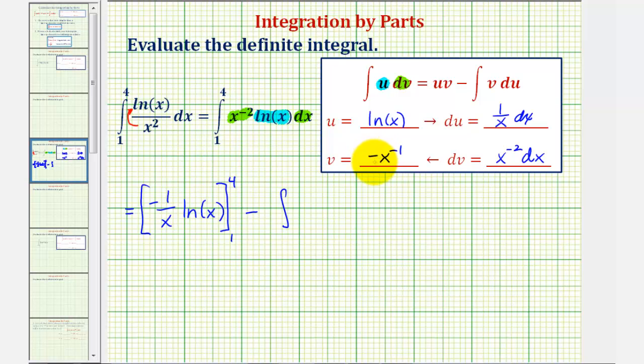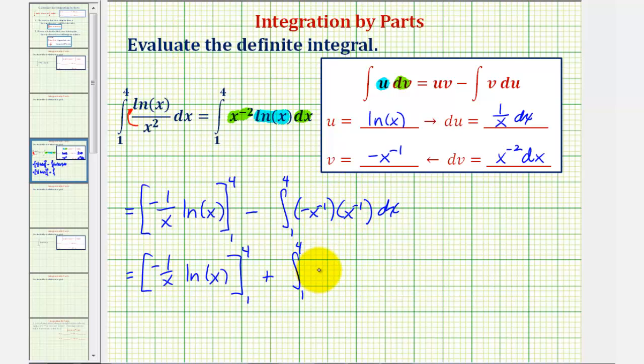So here's v and here's du. So we'd have negative x to the negative 1 times 1 over x dx. And let's write this as x to the negative 1 dx. Of course, the limits of integration are still from 1 to 4 here. And then we have minus and negative. That'll be plus the integral of, and here we're multiplying, so we add the exponent, so we'll have x to the power of negative 2 dx.